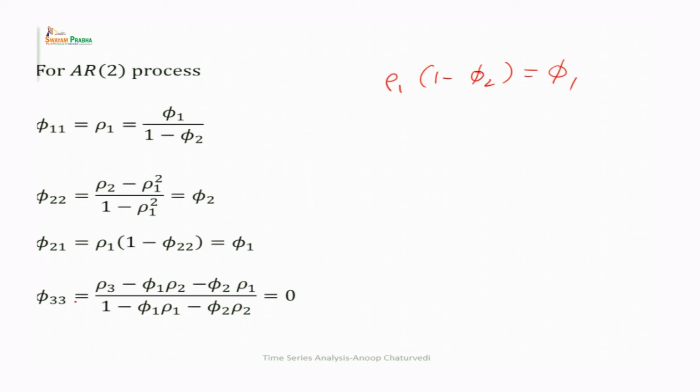Then phi 3 3 is equal to rho 3 minus phi 1 rho 2 minus phi 2 rho 1 divided by 1 minus phi 1 rho 1 minus phi 2 rho 2. Then from the Yule-Walker equations you have rho 3 equal to phi 1 rho 2 plus phi 2 rho 1. So, this quantity is equal to 0. So, phi 3 3 is equal to 0.